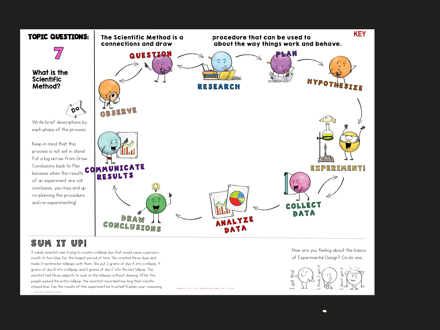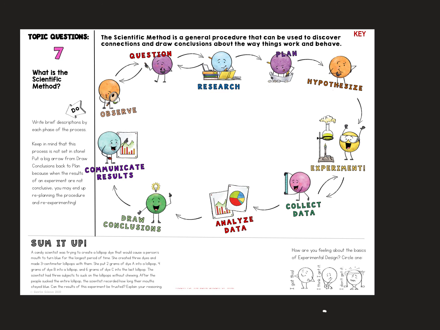The scientific method is a general procedure that can be used to discover connections and draw conclusions about the way things work and behave. Now, I'd like you to write brief descriptions by each phrase of the process. Keep in mind that the process is not set in stone.